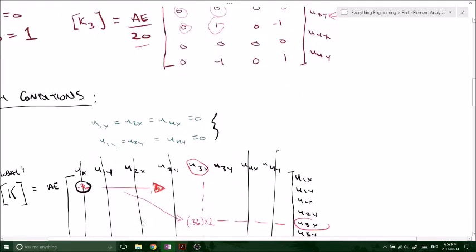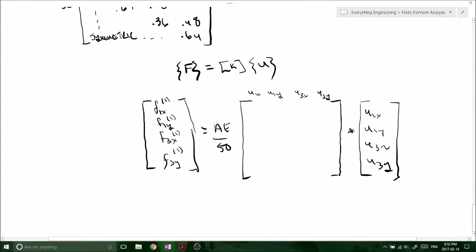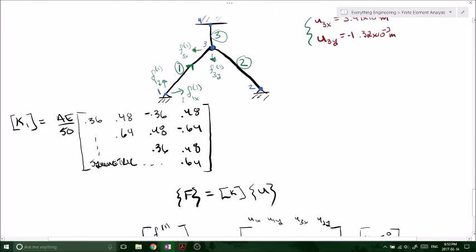Okay? So same thing for this, exactly the same thing. We're using the same stiffness matrix, and then we know that that's equal to 0. U1 of x is equal to 0. U1 of y is also equal to 0, because if you remember, we got a pin support. We're not going to allow any movement.